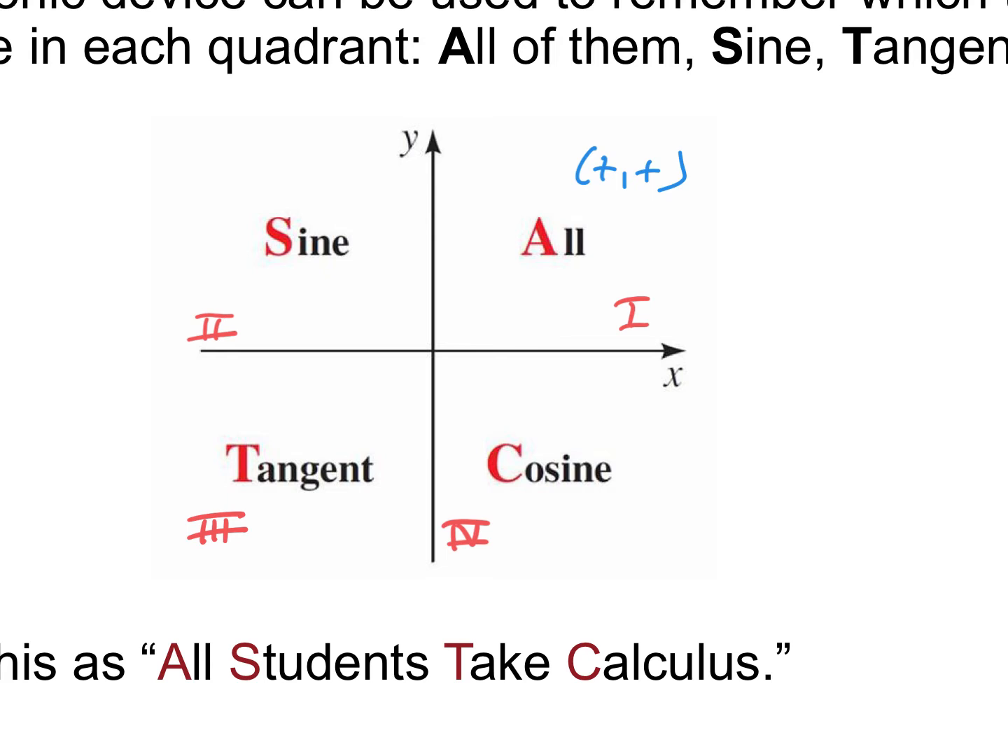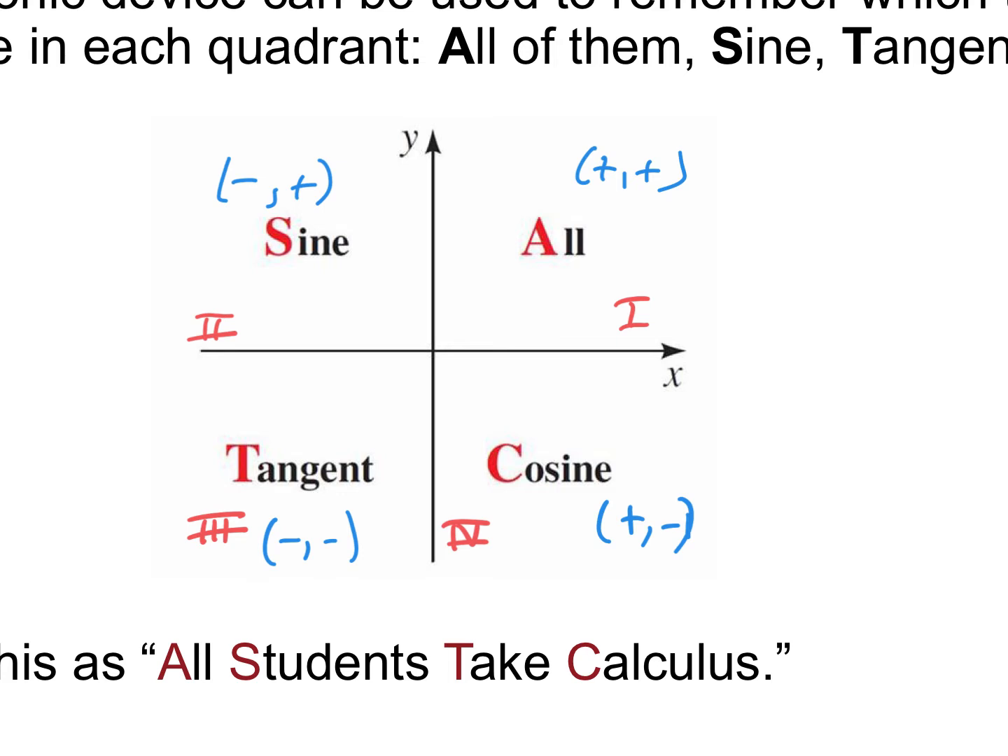In quadrant 2, what is x? Negative, because we go left. And then y is what? Positive. In quadrant 3, what are they both? Negative, negative. And in quadrant 4, what are they? Positive, negative. Very good.